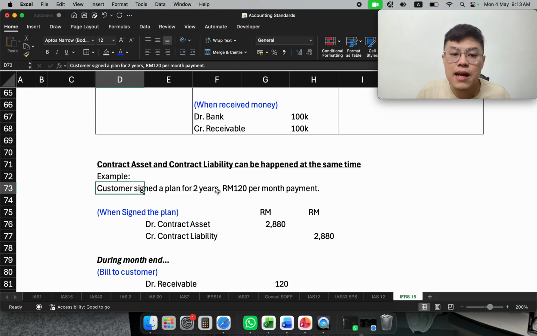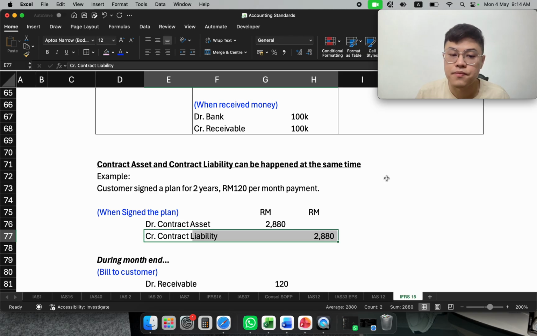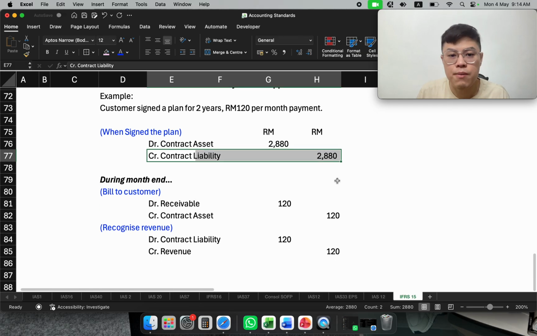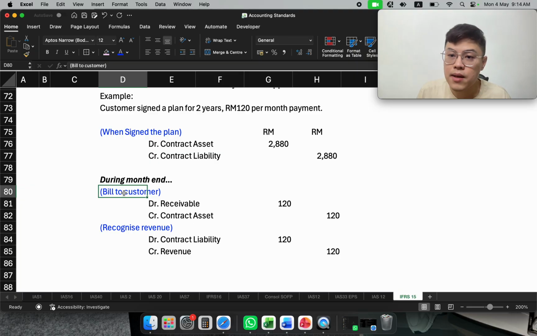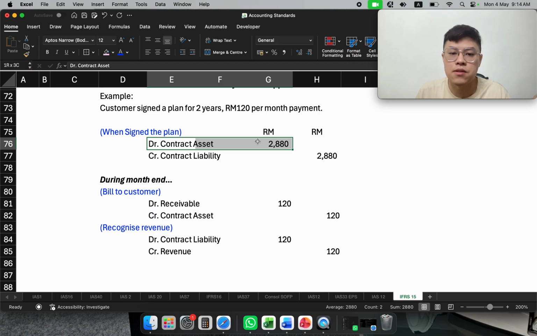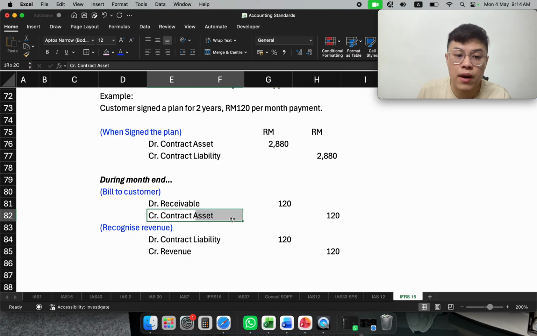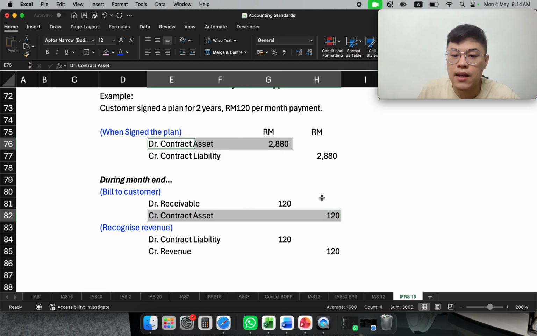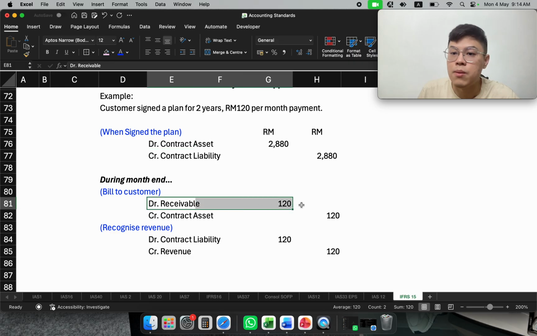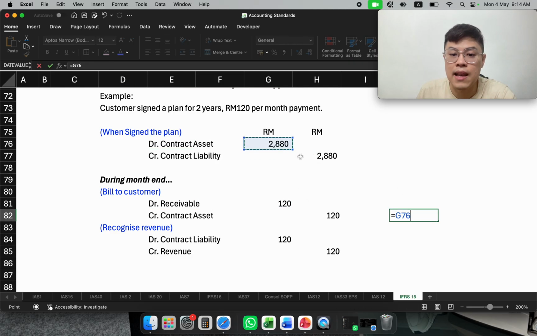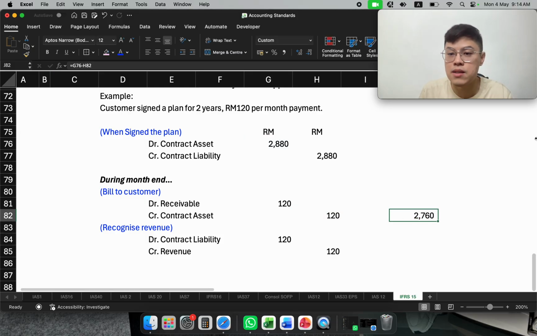This customer signed 2 years at 120 per month, which is actually paying in arrears. At the same time, we haven't given them services. So we debit contract asset, credit contract liability. So at every month end, when you bill the customer, just now you debited contract asset, now you credit contract asset to take out the contract asset here, and you will debit receivable. So meaning to say, on this date, you are left with a 2,760 balance in your contract asset.